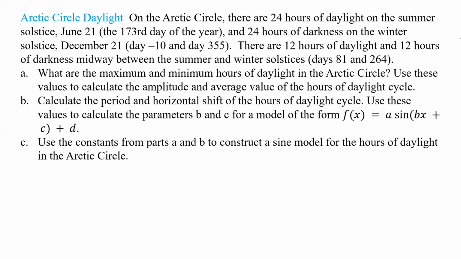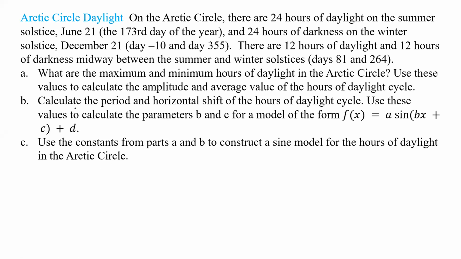Okay, so the next one we're doing here is Arctic Circle daylight. On the Arctic Circle, there are 24 hours of daylight on the summer solstice, June 21st, which is the 173rd day of the year, and 24 hours of darkness on the winter solstice, December 21st, which is either day -10 or positive 355. And there are 12 hours of daylight and 12 hours of darkness midway between the summer and winter solstice on days 81 and 264.